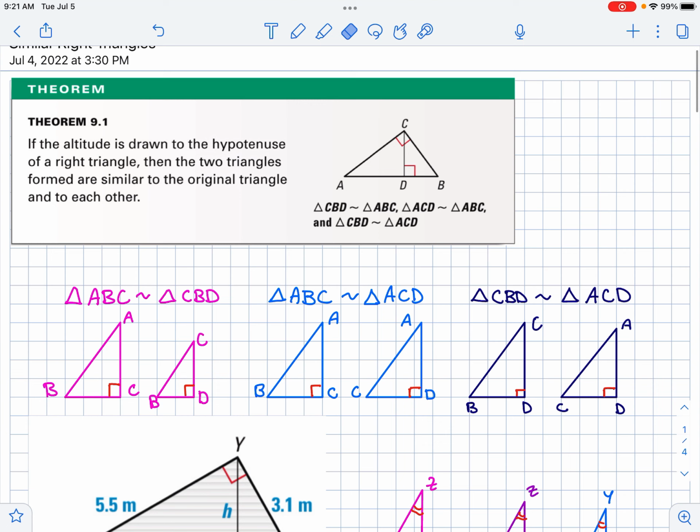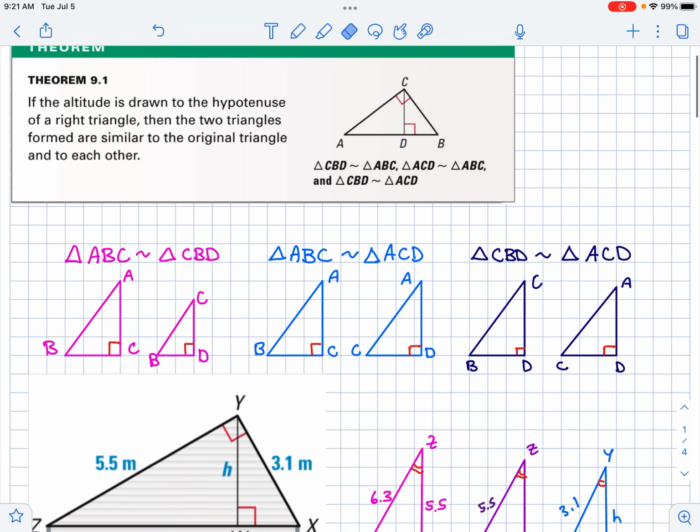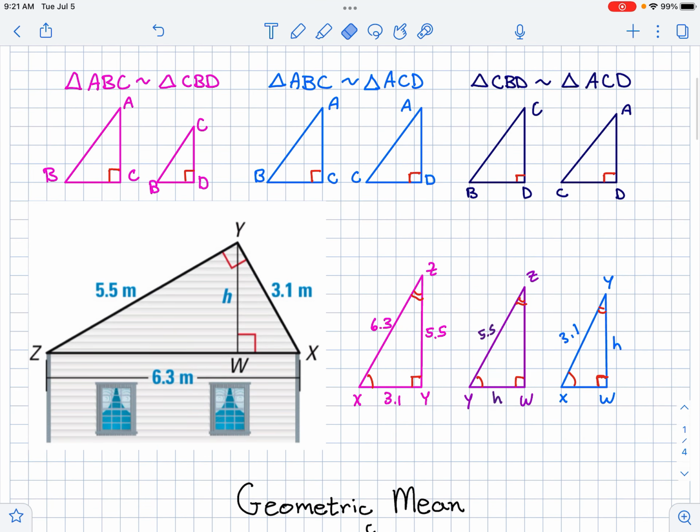So, when you have a right triangle and you make an altitude from the hypotenuse, you form two little wee triangles. They're similar to each other, and they're both similar to the original. Now, let's see how we might be able to use this.